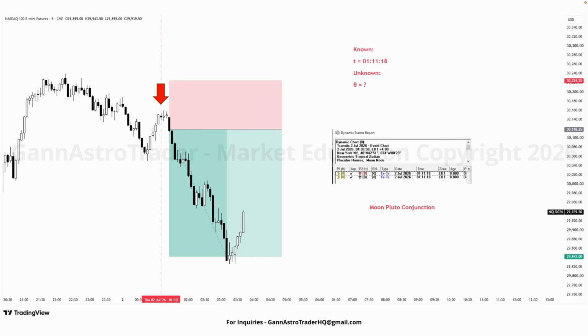Time and price should be studied together. A price level becomes more interesting when the market reaches it at a meaningful time.